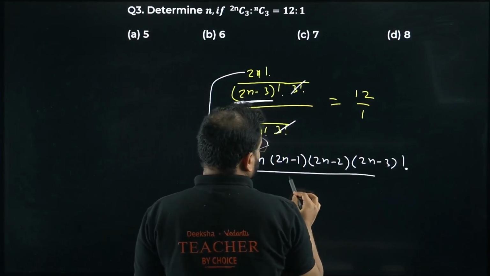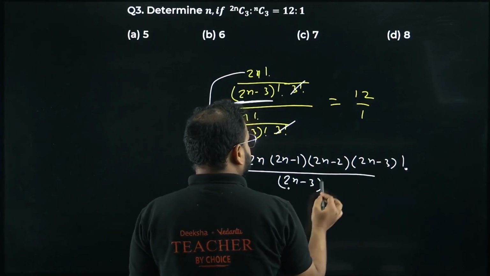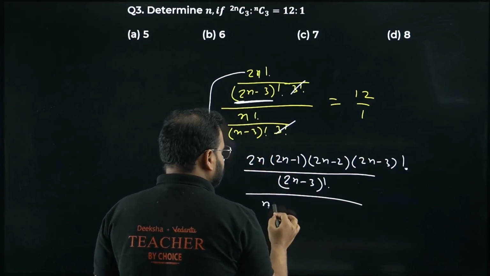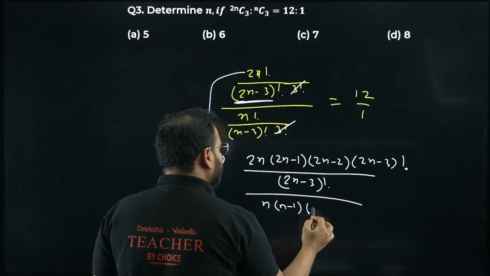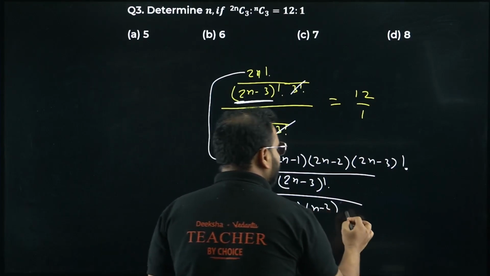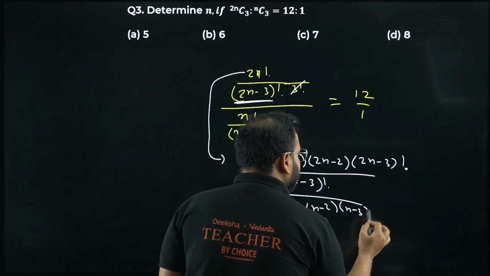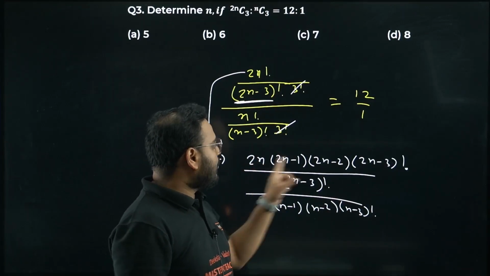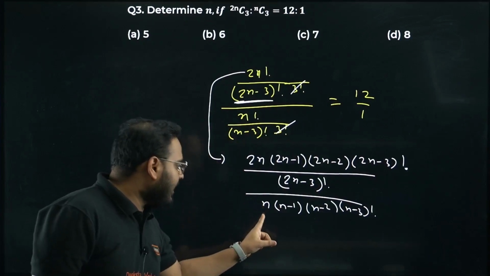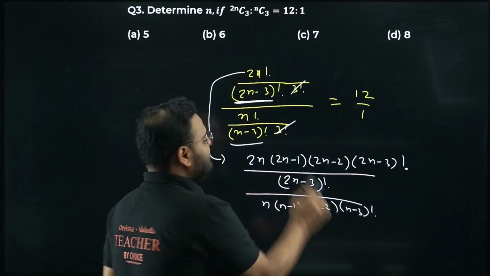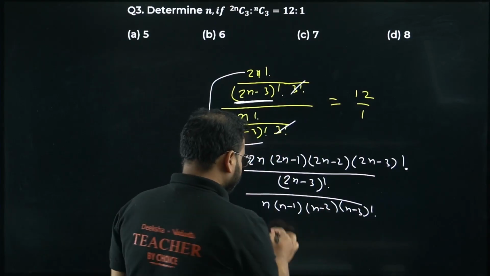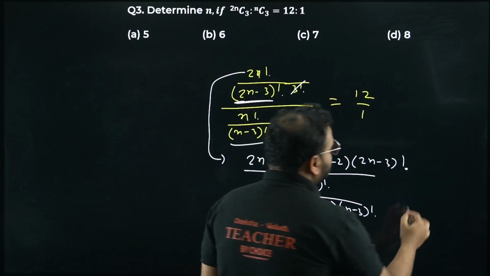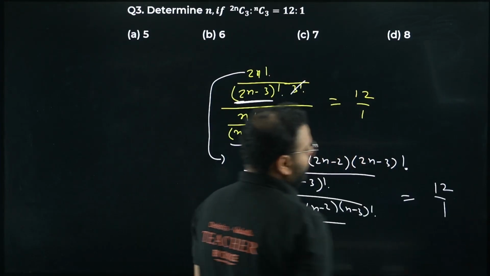What I have left over here? 2n minus 3 factorial divided by this whole, again, there's another fraction. I can write this n factorial again as n times n minus 1 times n minus 2 times n minus 3 factorial. Same way as we did for 2n factorial, from 2n to 2n minus 3 factorial, I'm doing n to n minus 3 factorial because I have n minus 3 factorial over here. I hope this is clear. Again, this whole thing equals 12 by 1.